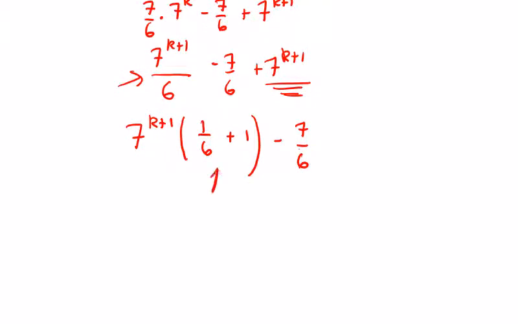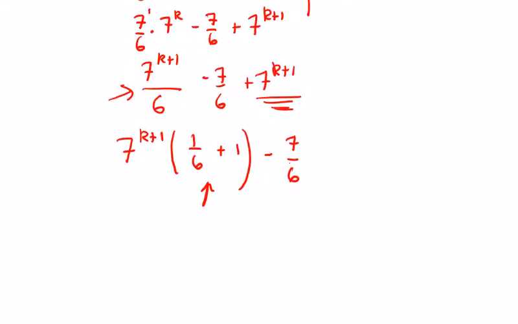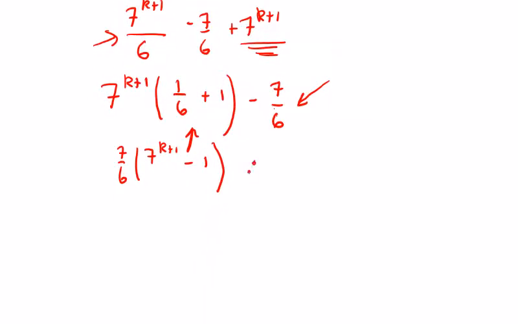So inside the bracket here, you can see we're going to get this 7 over 6 that we're looking for. So we have 7 over 6 by 7 to the power of k plus 1. And this is also 7 over 6, so I can factor out a 1 there, minus 1. So we end up with 7 over 6 times 7 to the power of k plus 1 minus 1, which you can see is what we were looking for. Therefore, equals right hand side. So true for n is equal to k plus 1.